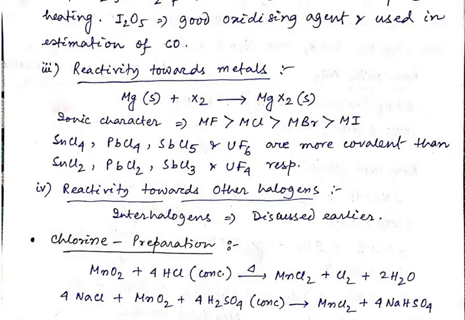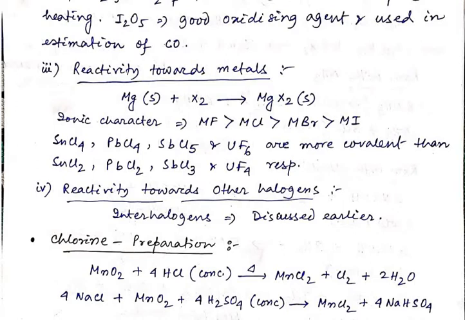Suppose I am taking magnesium. Magnesium is a solid, and when it reacts with the halogen, which I have written here as X2, it will form MgX2, that is MgF2, MgCl2, MgBr2 or MgI2 solid. So the ionic character of these halides shows the order MF greater than MCl greater than MBr greater than MI.